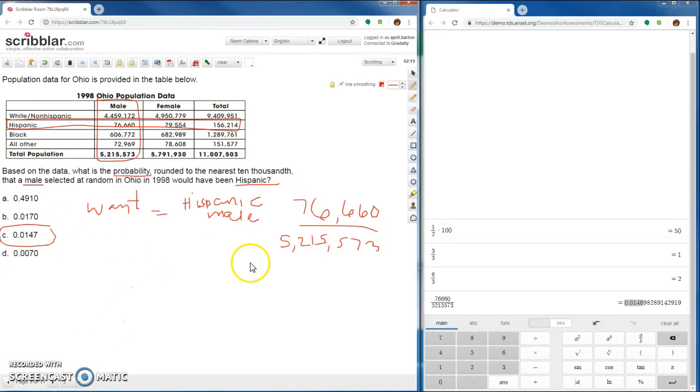So with these word problems, it's also good to just double check and say, did I answer the question? Is this the number of the probability you would select a Hispanic male out of all the males in Ohio? Some questions, there's multiple parts and you'll think you're done and you have to keep going. This one, we have answered the question, but you always want to kind of ask yourself that to make sure, did I answer what they wanted to know?